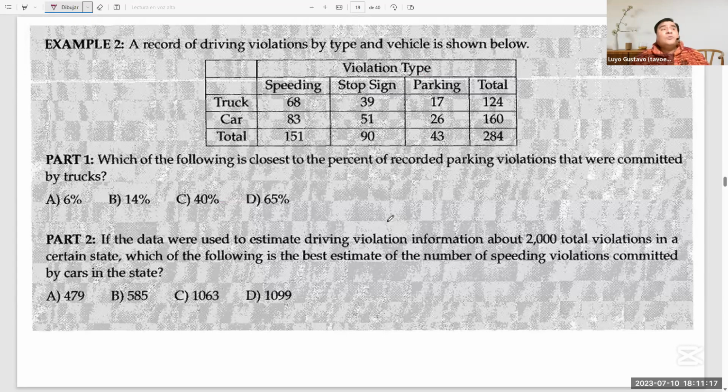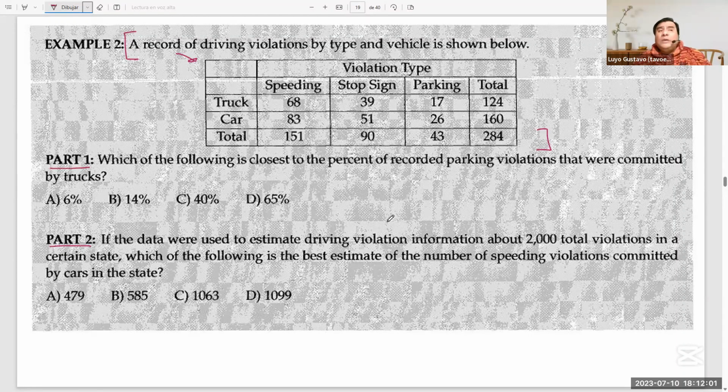Example 2. Okay, let's read together. This is a typical paper-based SAT question in which you were given some statement or initial information and then several questions related to that original statement. In the digital SAT, that will not happen anymore. You have your statement and one question only, not like 2 here, but it's just practice. So this is your input. A record of driving violations by type and vehicle is shown below. You have a table here, and you have to answer 2 questions based on that data, okay?